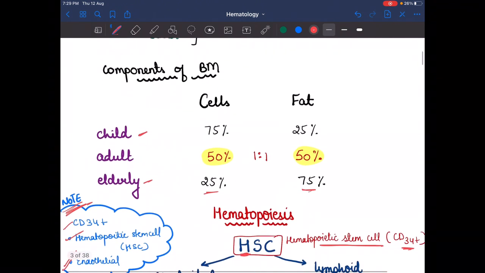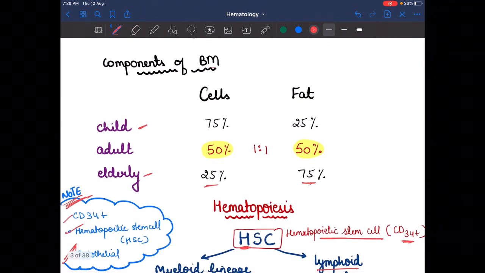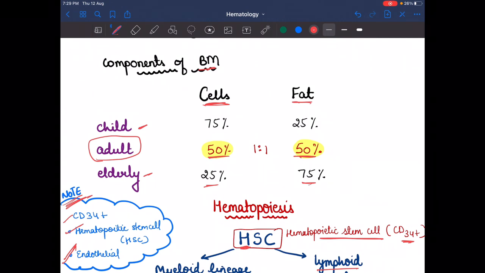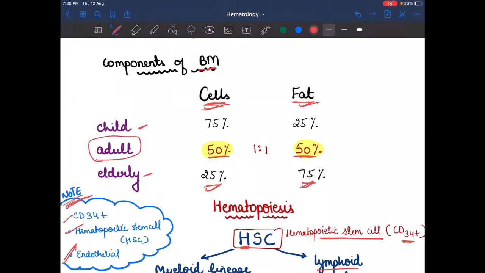Now, what are the components of bone marrow? The components of bone marrow are the cells and the fats. In the adult, both these components are in the ratio of 1:1, that is 50:50%. In the child, fat is less and cells are more, so the ratio is 75:25, while in the elderly it is vice versa: fat is 75% while the cell ratio is 25%. These are the ratios of cells and fats in the bone marrow.